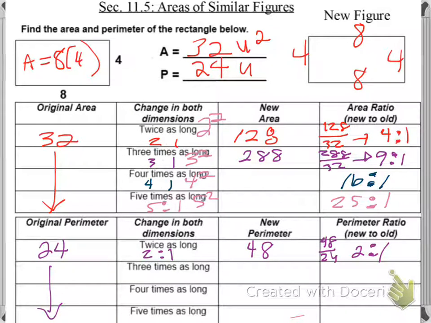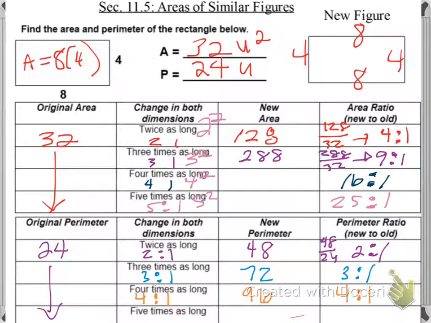If it ends up being 3 times as long, so our dimensions are basically tripling, then your new perimeter would be 72. And your new ratio of perimeters is still 3 to 1. That's not changing. If it's 4 times as long, so our dimensions were a 4-to-1 ratio, your new perimeter is 96, and your ratio of perimeters is 4 to 1. So again, it didn't change.